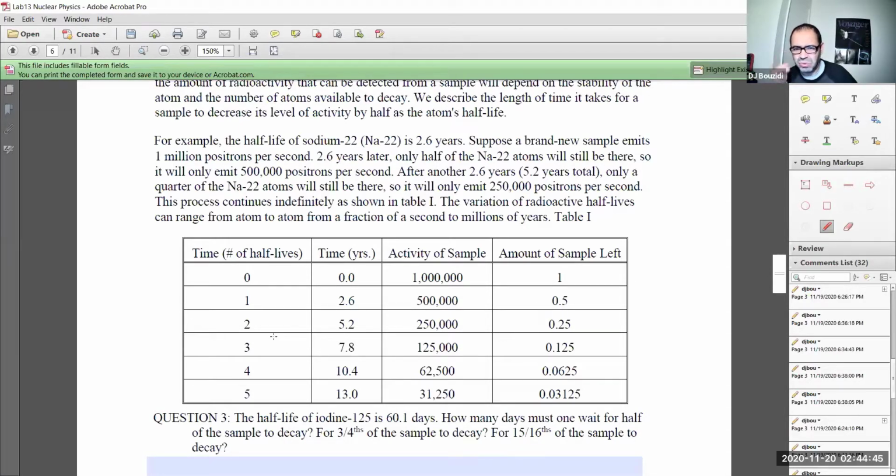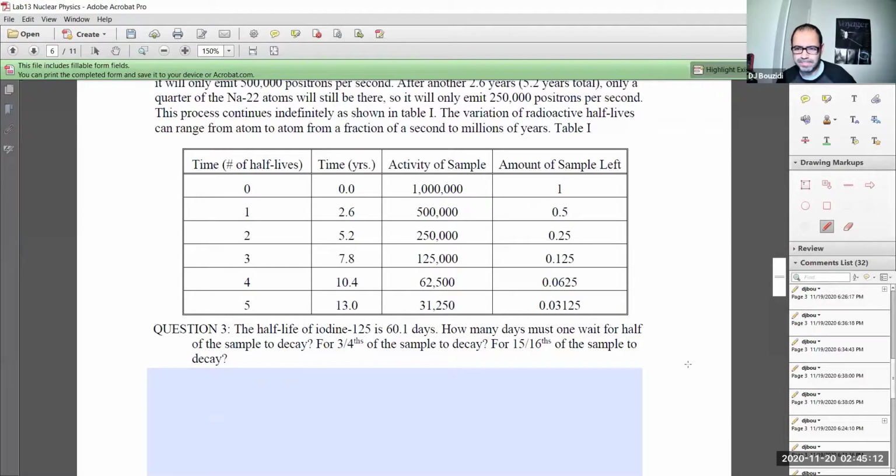After 2 half-lives, which is 5.2 years, you are left with 250,000, as another 250,000 is gone. So in this case, you're left with a quarter of what you started with. In 3 half-lives, which is 7.8 years, out of the 250,000, half of it will go away. So 125,000 is gone, and you're left with an eighth, and so on and so forth.